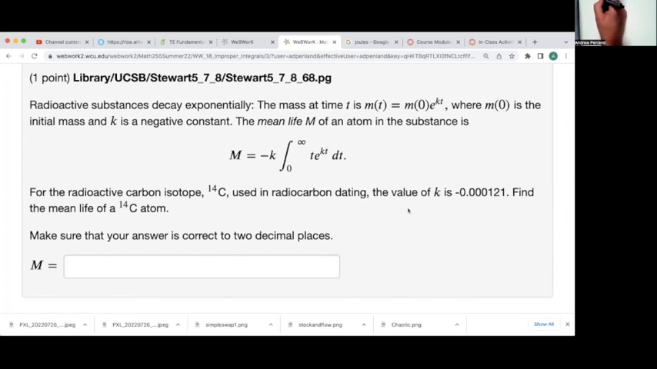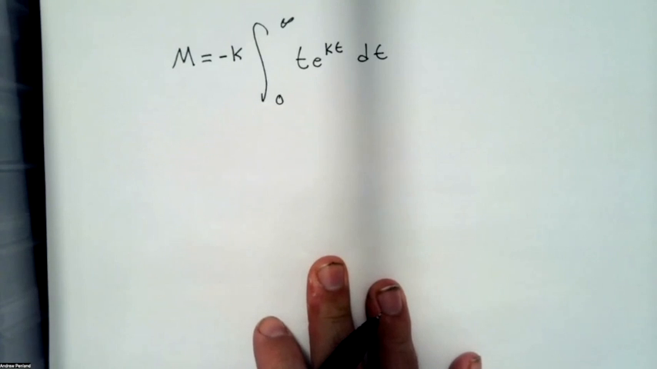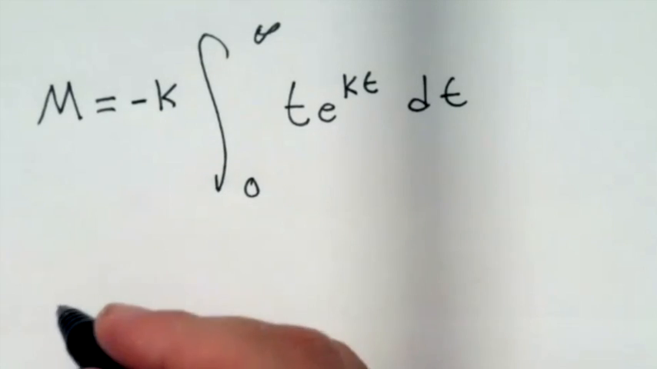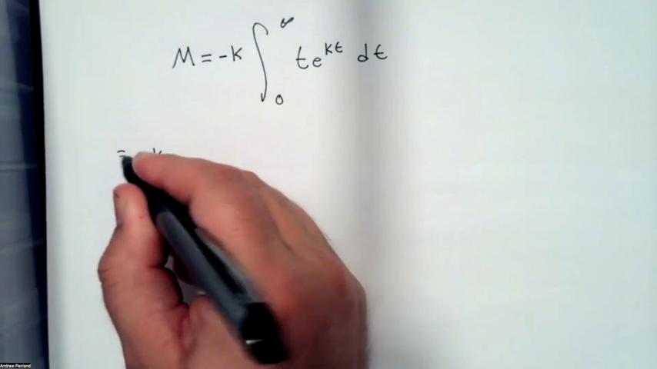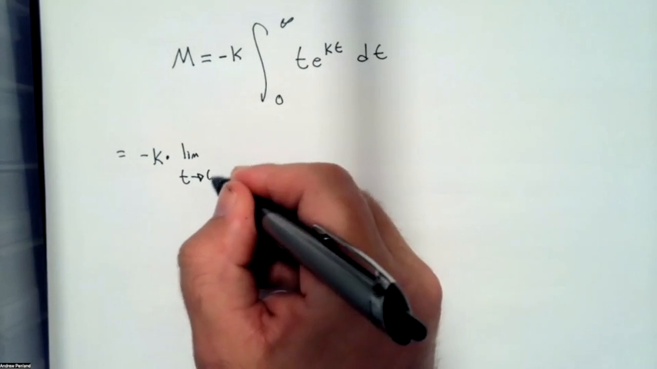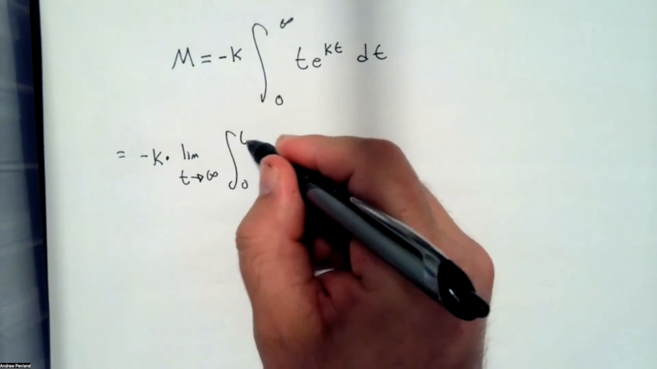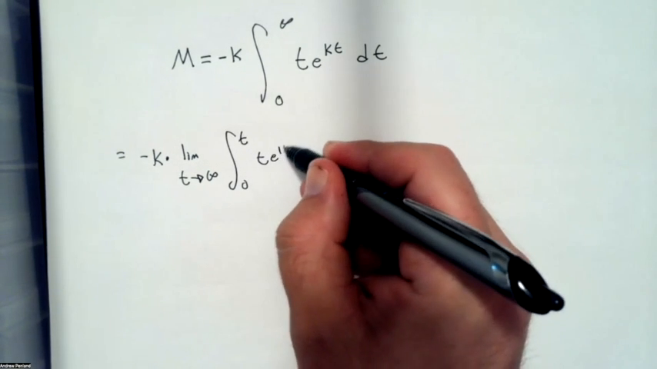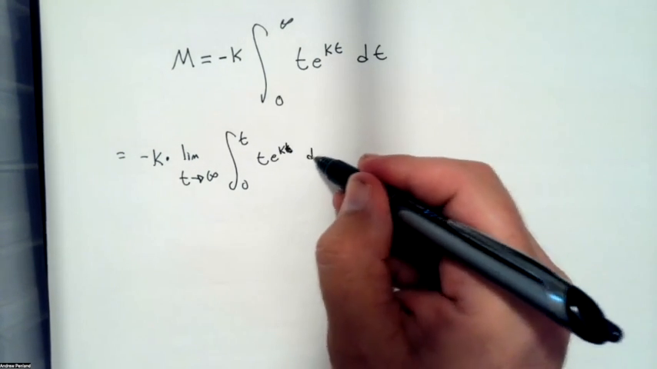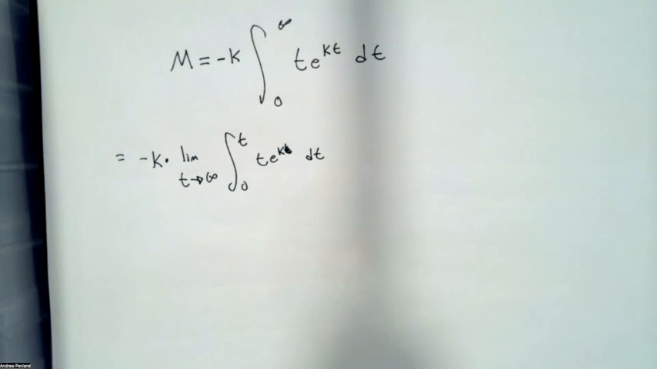I'm going to leave everything in terms of k, and I'm not going to worry about the value of k until the very end. I have two things I need to do here. The first is I'm going to eventually want to take this as negative k times the limit as t approaches infinity of the definite integral from 0 to t of t times e to the kt dt. But then the question is, how would I evaluate this?